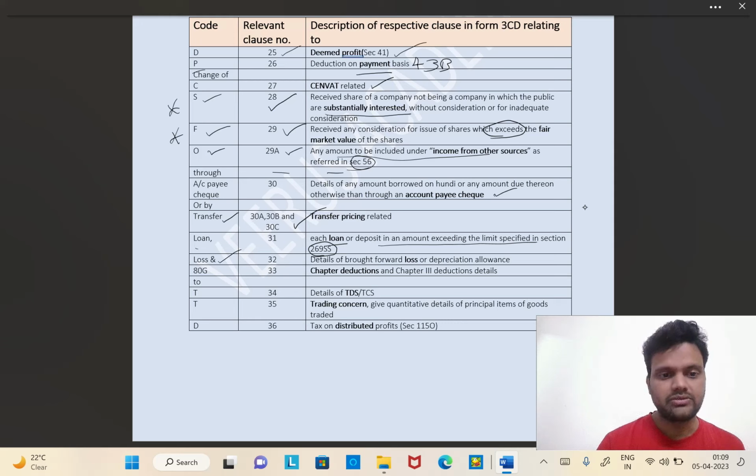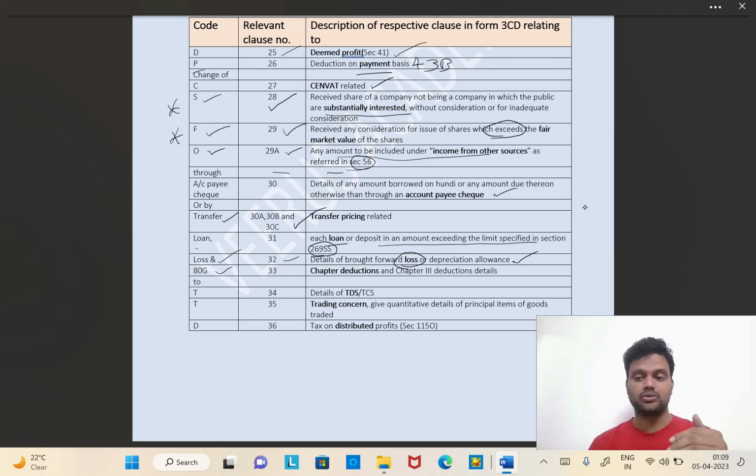Then next word is loss. Under transfer, loan, loss: transfer is over, loan is over, now loss. What does it mean? Brought forward loss. L means loss. Details of brought forward loss and depreciation allowance are covered under clause number 32. And last one, ATG. ATG means donation. So whenever you see this code ATG, you should remember the chapter deductions. All kinds of chapter deductions, whatever the company is availing, chapter 6A deductions as well as chapter 3 deductions, should be covered here in clause number 33.